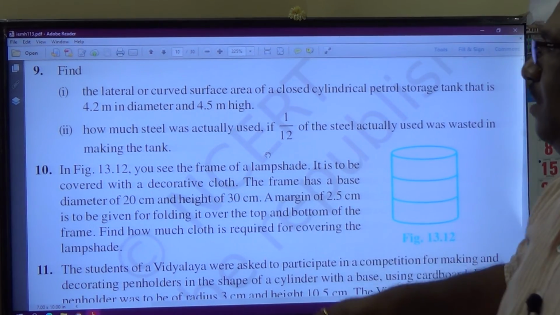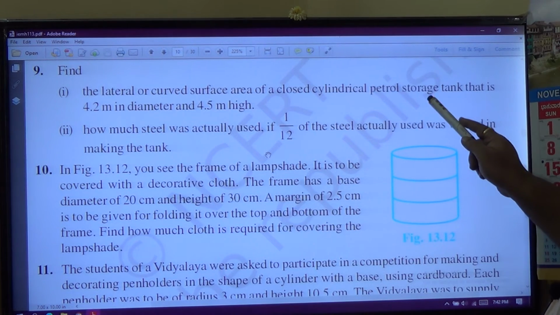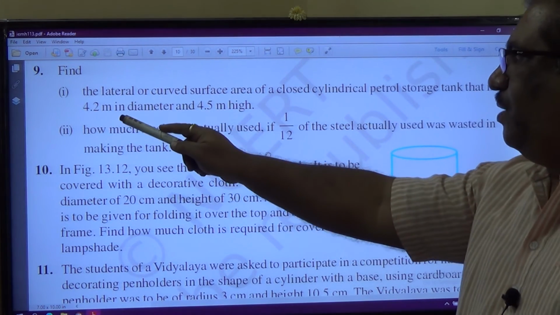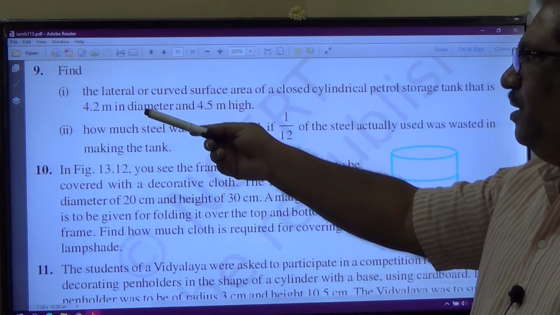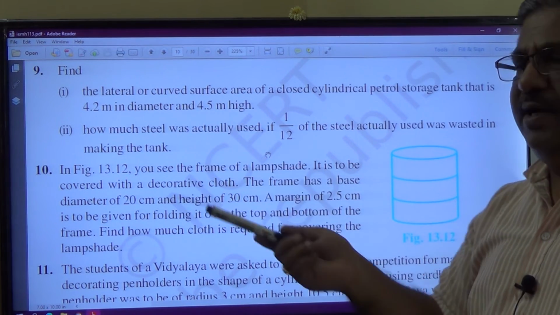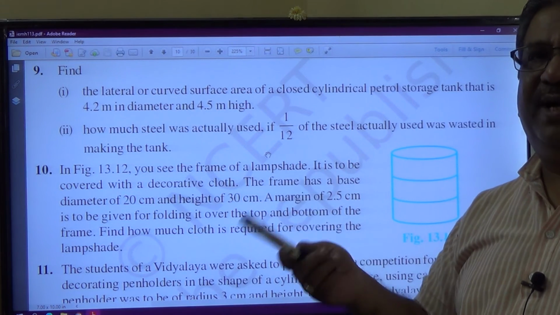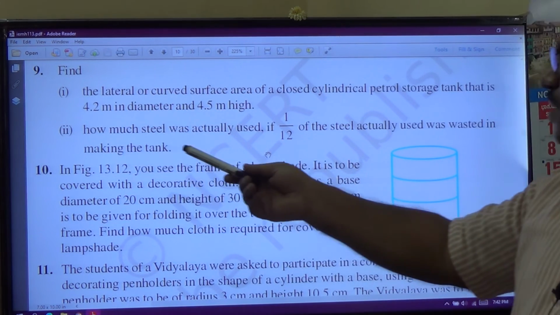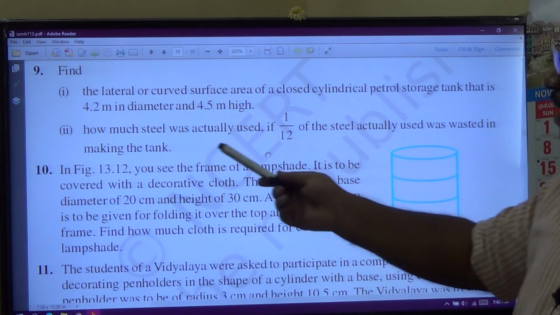Question number 9. Find the lateral or curved surface area of a closed cylindrical petrol storage tank that is 4.2 meter in diameter and 4.5 meter height. Simple. The radius and height is given to you, and you have to find out the curved surface area. Circumference into height, 2 pi r h is the formula. How much steel was actually used, if 1/12 of the steel actually used was wasted in making the tank.